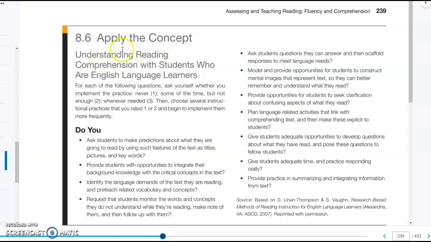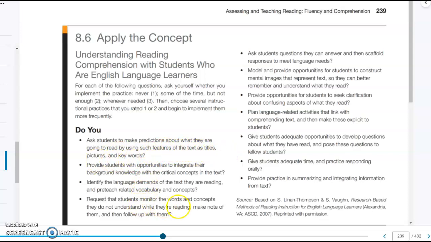I want you to look at this because it helps you understand reading comprehension with students who are English language learners. For each of the following questions, ask yourself whether you implement the practice never, some of the time but not enough, or whenever needed. As you get out into your own classrooms, you might want to ask yourself some of these questions. Do you ask students to make predictions about what they are going to read, right? So before they read, using such features of the text as titles, pictures, and keywords.